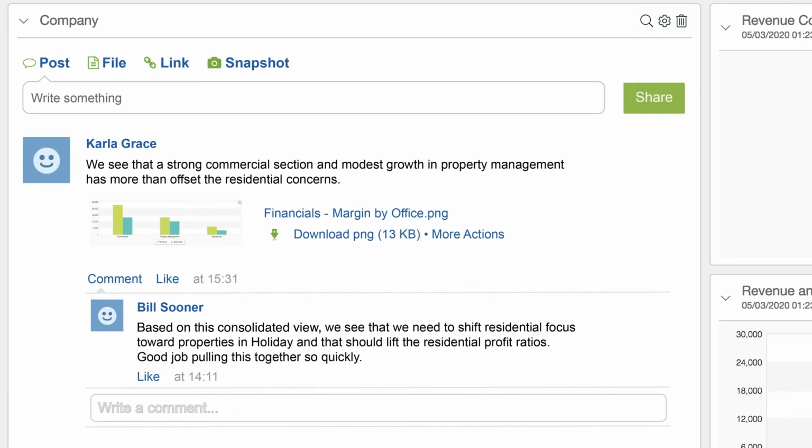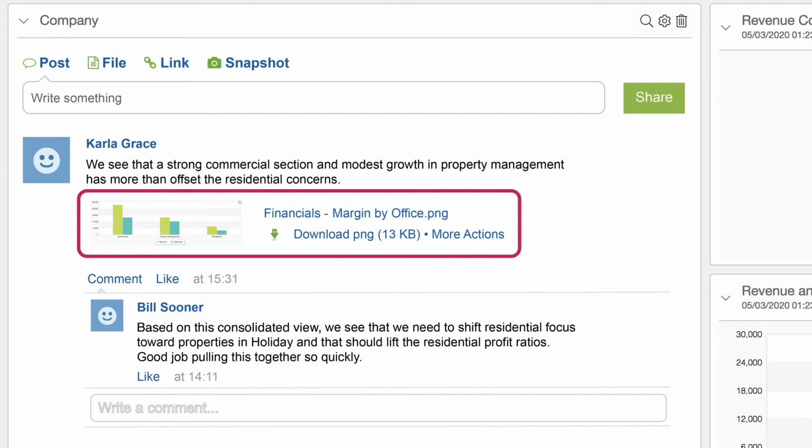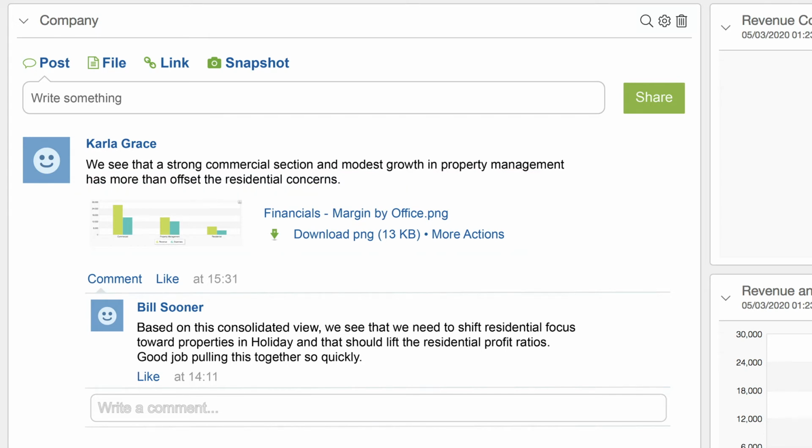Note the CFO's comment. We see that a strong commercial section and modest growth in property management has more than offset the residential concerns. Notice the included snapshot of the graph, now permanently stored as part of the conversation. A follow-up note from the CEO says, "Based on this consolidated view, we see that we need to shift residential focus toward properties in Holiday, and that should lift the residential profit ratios. Good job pulling this together so quickly."